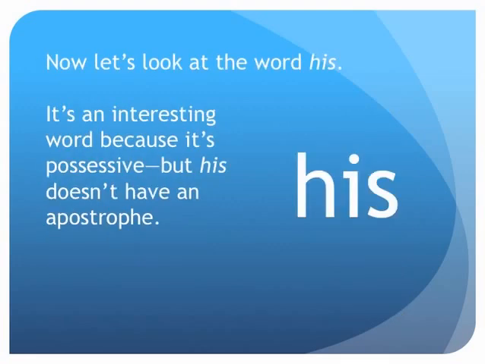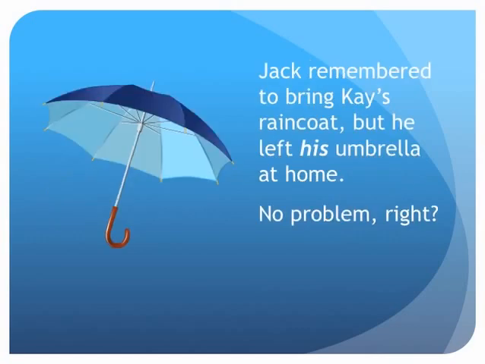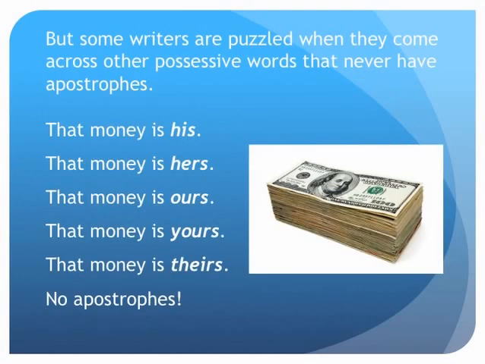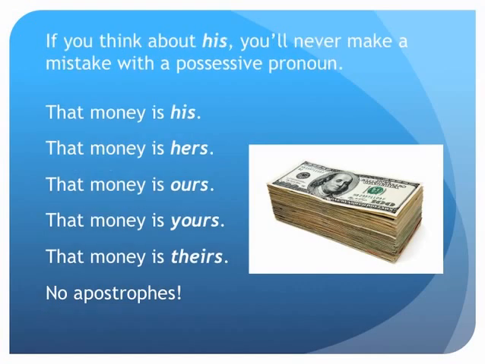Now let's look at the word his. It's an interesting word because it's possessive, but his doesn't have an apostrophe. Jack remembered to bring Kay's raincoat, but he left his umbrella at home. No problem, right? But some writers are puzzled when they come across other possessive words that never have apostrophes, like his. That money is his.